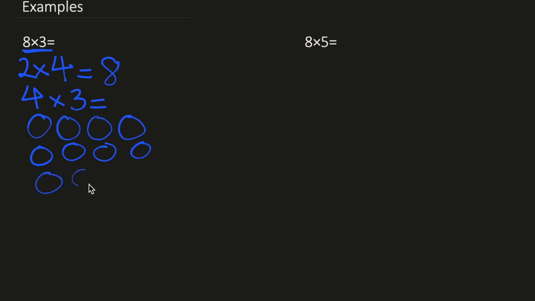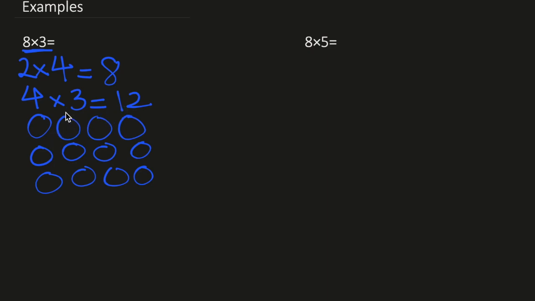So here we go, we're almost done. Now we can count them to find out how many circles there are. So we have 1, 2, 3, 4, 5, 6, 7, 8, 9, 10, 11, 12. So that means 4 times 3 is equal to 12.